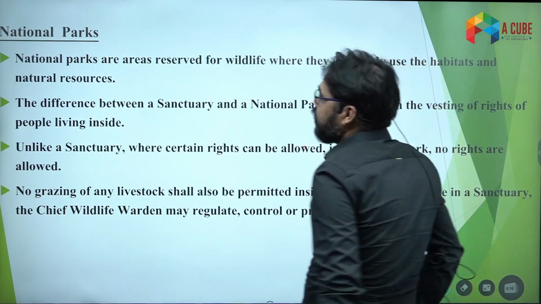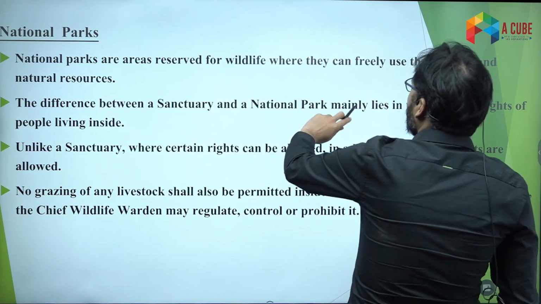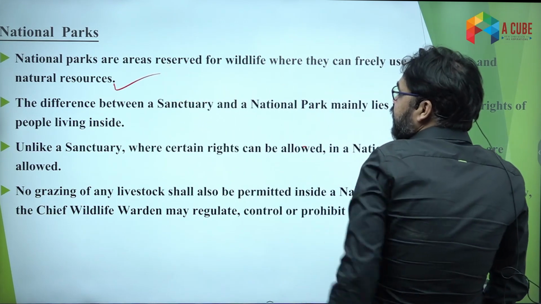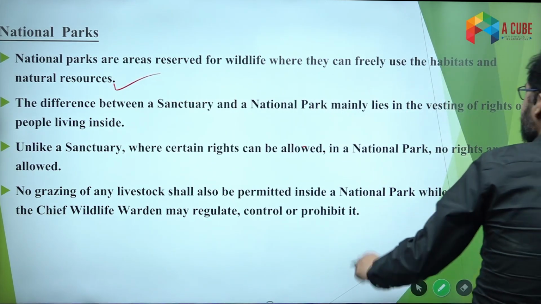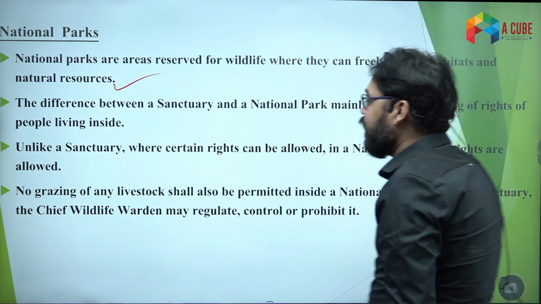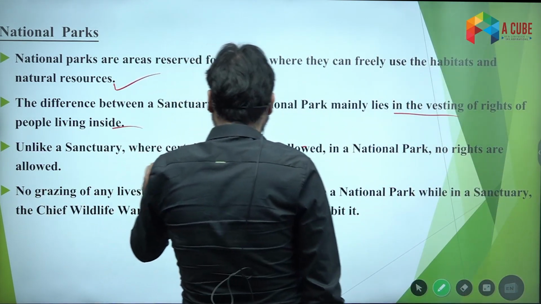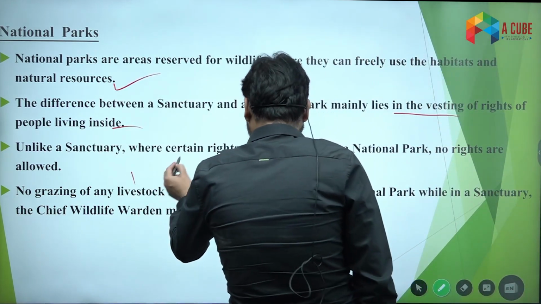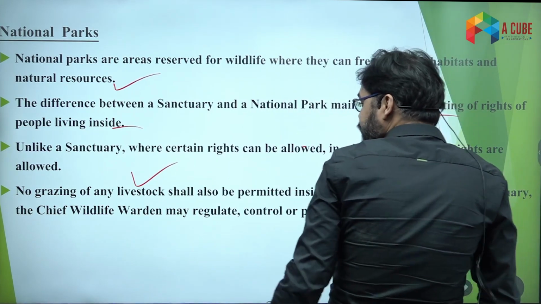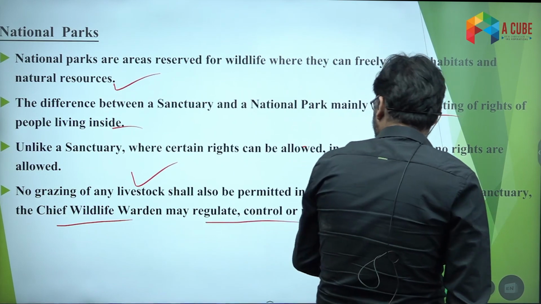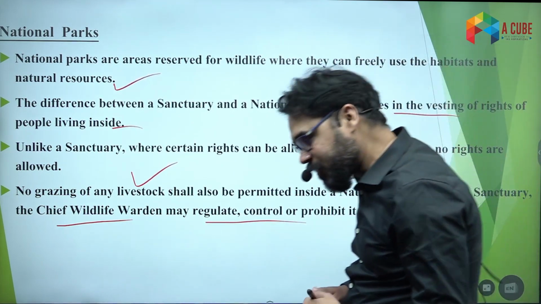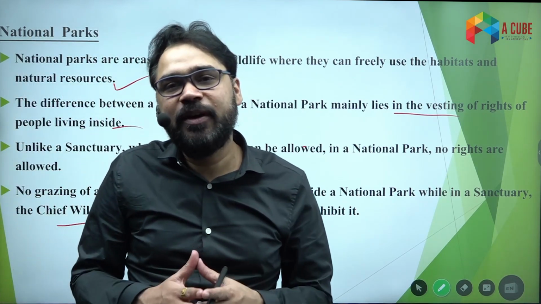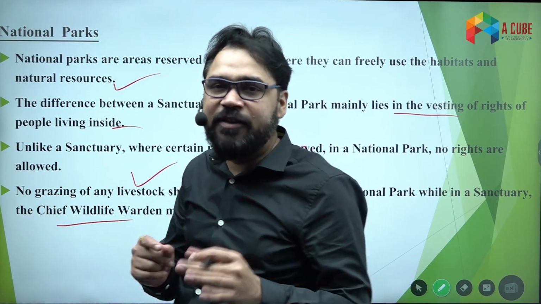Now, the national parks. The national parks are the areas reserved for wildlife where they can freely use the habitats and the natural resources. The difference between a sanctuary and a national park mainly lies in the vesting of rights of the people living inside. Unlike a sanctuary where certain rights can be allowed, in a national park no rights are allowed. No grazing of any livestock shall also be permitted inside a national park. While in a sanctuary, the chief wildlife warden may regulate, control or prohibit it. Simple. Again, national parks are those places where wildlife conservation takes place. If we speak about the difference between a wildlife sanctuary and a national park, the difference is very clear.